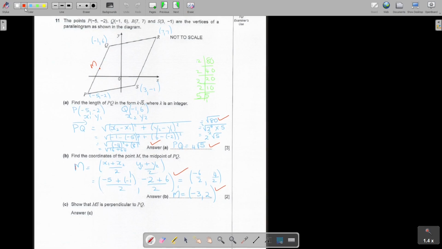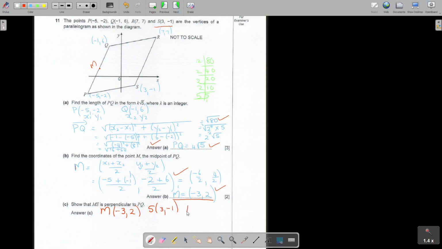So the point M, I got there. Do you see? But S is there. So let's just write down the points. M is negative 3 and 2. And what is the other one? S. S is 3 and negative 1.